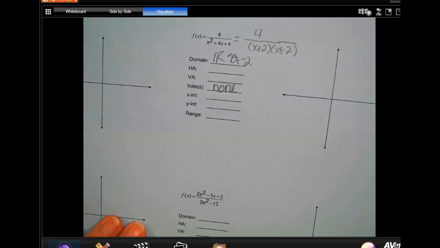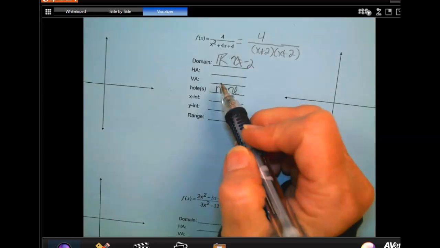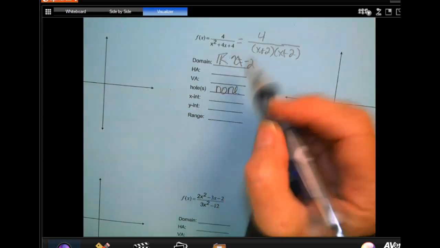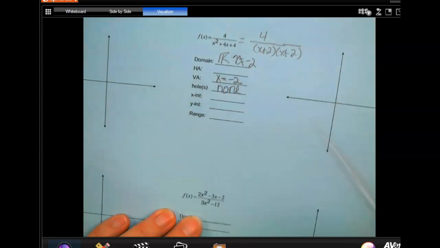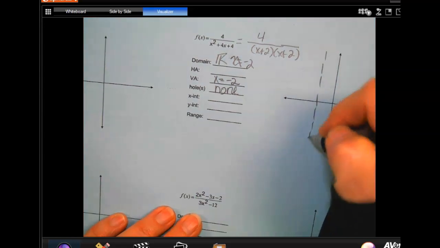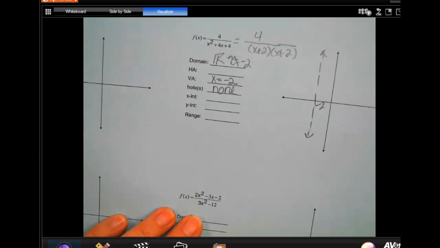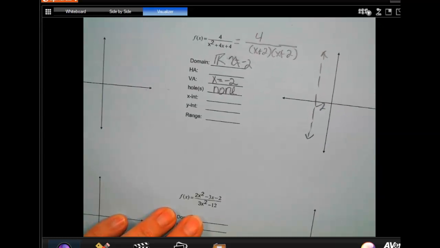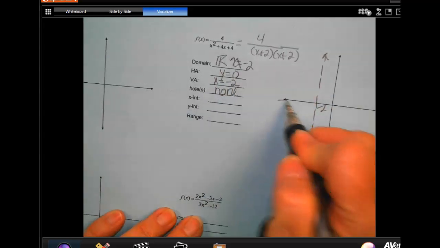Okay, no holes. So if there's no holes, then the next thing, so we do domain, and then we're going to go straight to vertical asymptote. That's from the bottom. So I'm going to get a vertical asymptote of x equals -2, and I'm going to go ahead and dot that in. The next thing is the horizontal asymptote, straight from your little yellow sheet there. It's bottom heavy, so what is my horizontal asymptote? 0. If I get y equals 0, do I have an x-intercept?